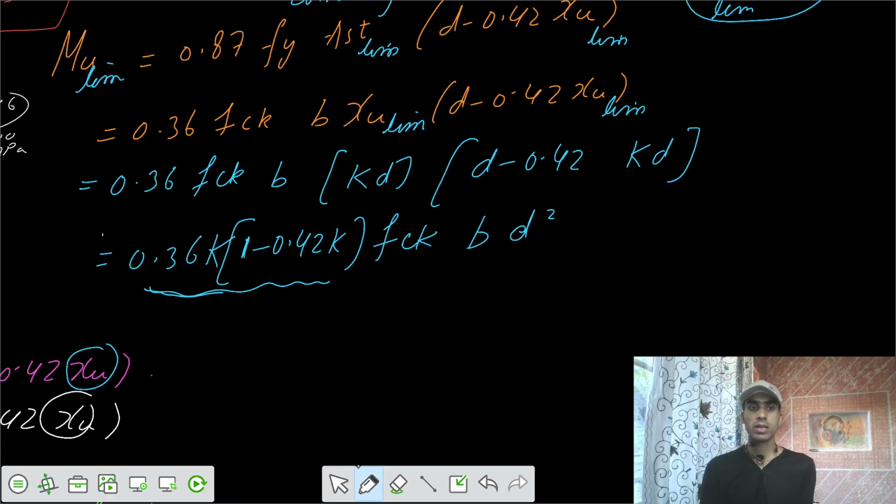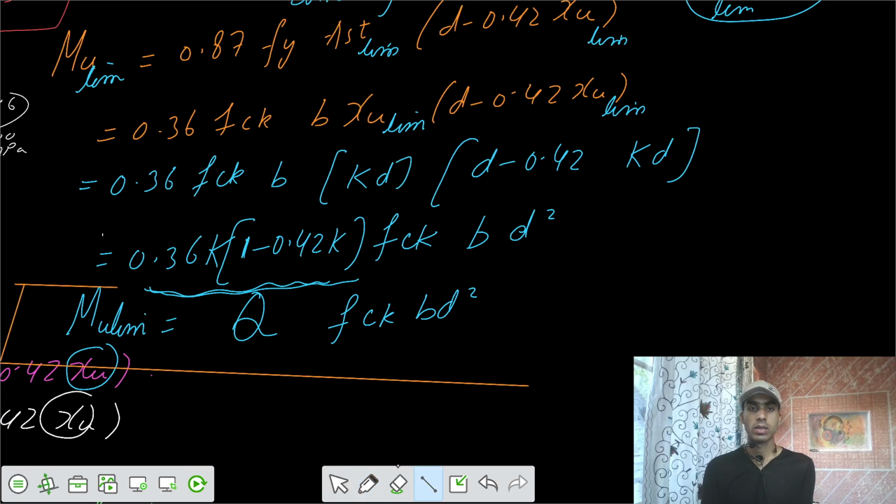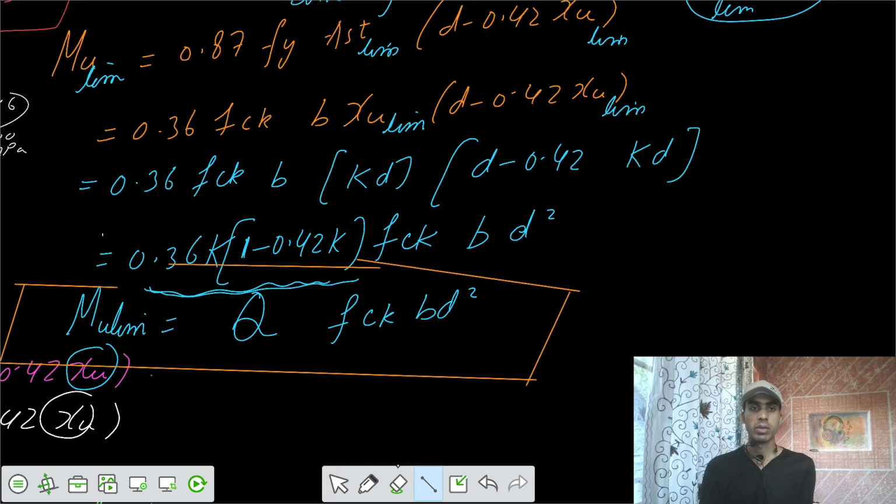So we got this part, and I can name it as a value of Q. And finally, I would say Q times fck bd square. So Mu limiting is equal to Q times fck bd square. So this is your equation for Mu limiting: Q times fck bd square.